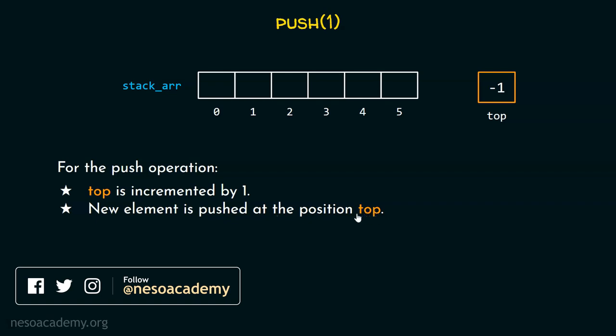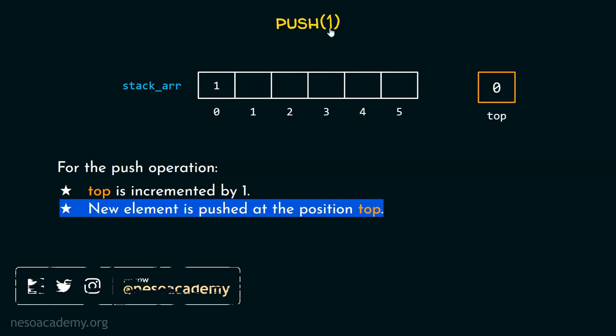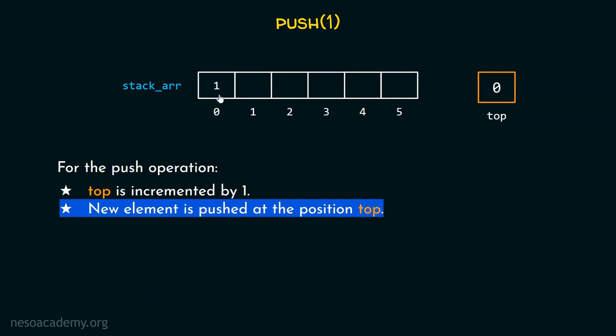So what do we mean by this? First, let's increment the value of top. You can see the top is replaced by 0 because -1 plus 1 is 0, right? After incrementing the top, we can push the new element at the position top. Here we are interested in pushing value 1. That is why you can see that 1 is pushed at this index 0.